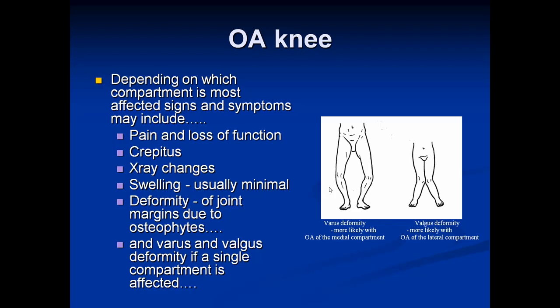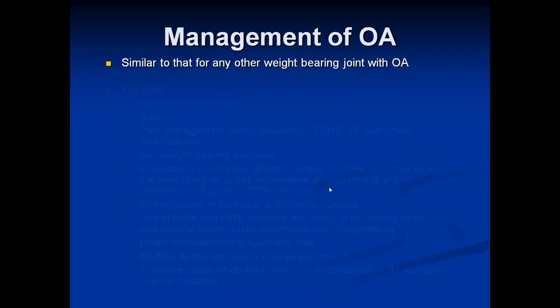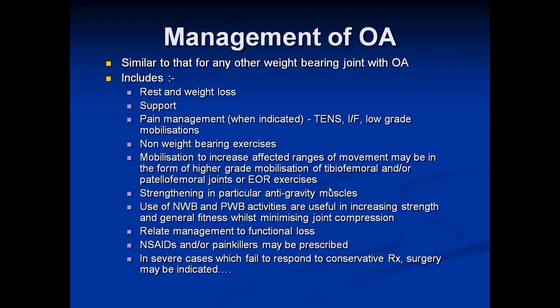So looking at the diagram to the right, the varus deformity is seen with medial OA knees, and valgus deformity is most likely with the lateral compartment. So how do we manage OA of the knee? It's similar to any other management of this joint arthropathy, OA.